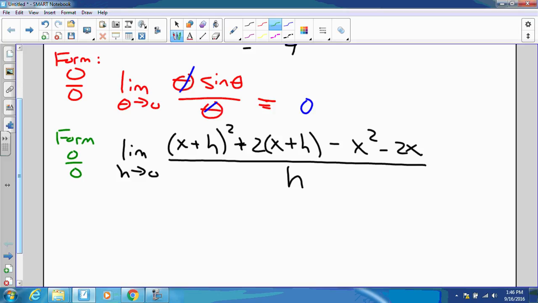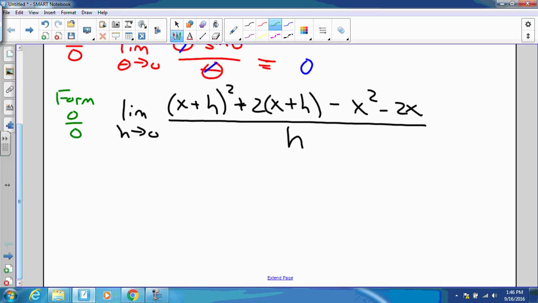Next week, we're going to have forms like 1 over 0 that we'll call the infinite form. So for now, just check the form. Don't be surprised when it's 0 over 0. So this indicates that there is a common factor that I can cancel, but I don't see it. So that means that I'm going to need to do a little bit of algebra to find it.